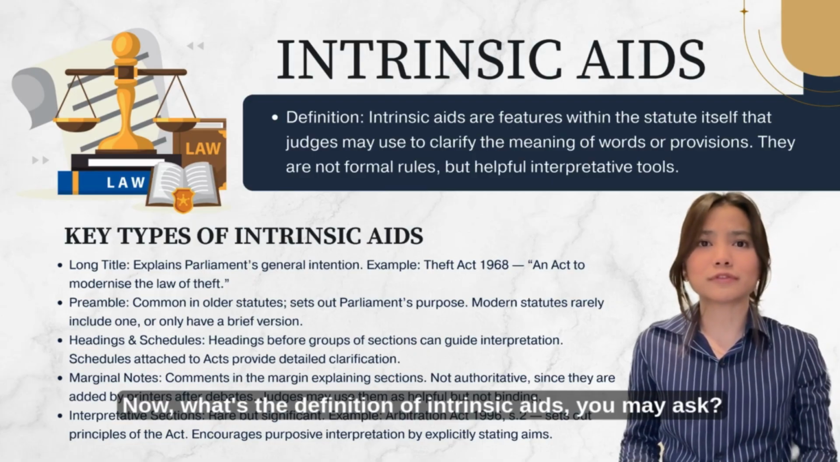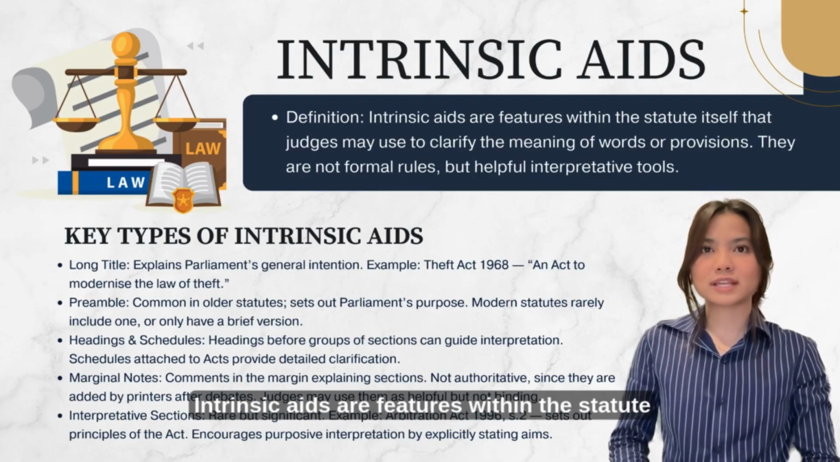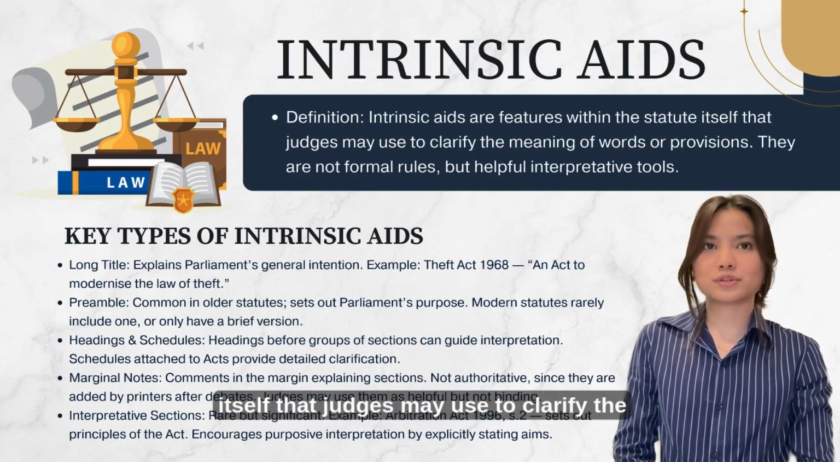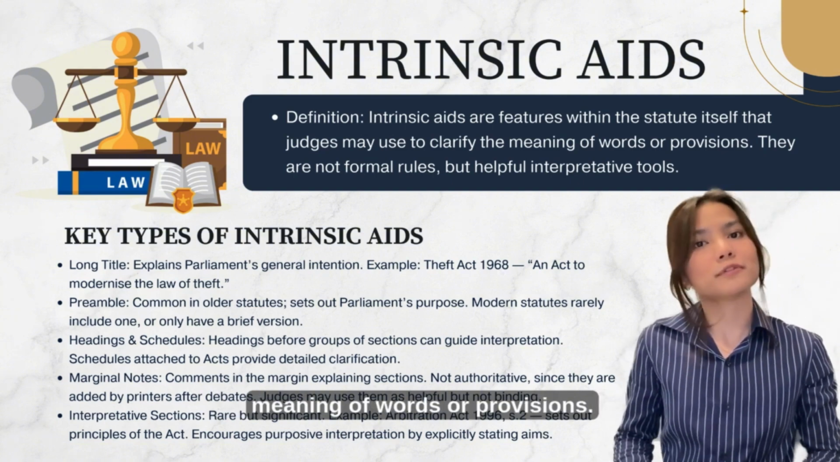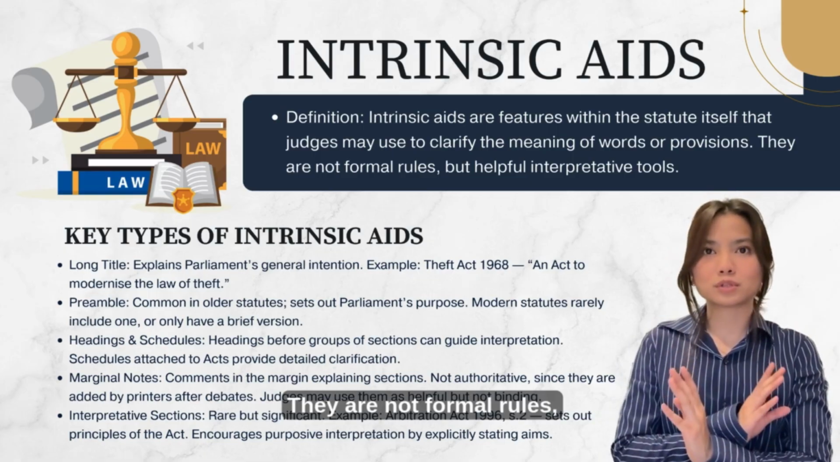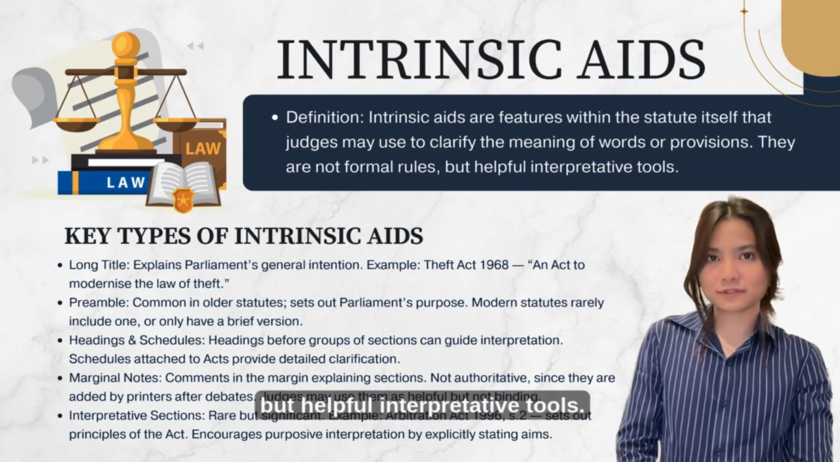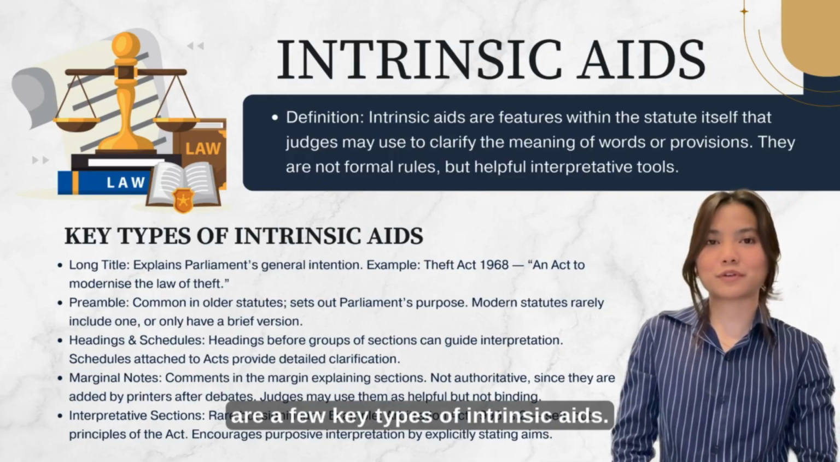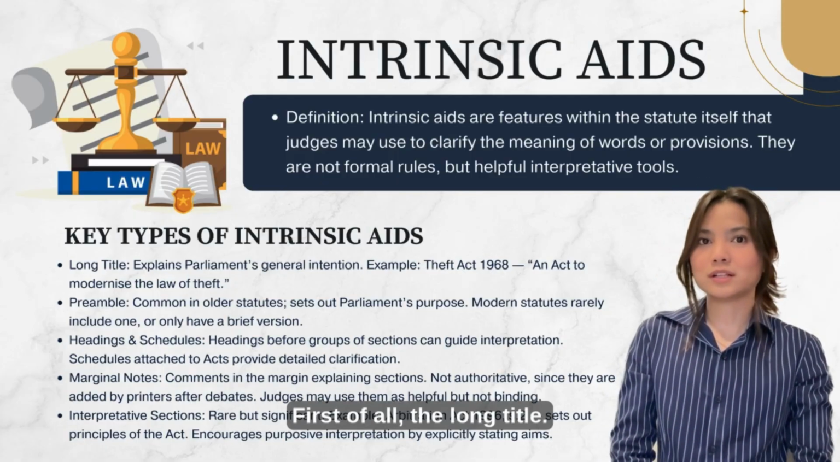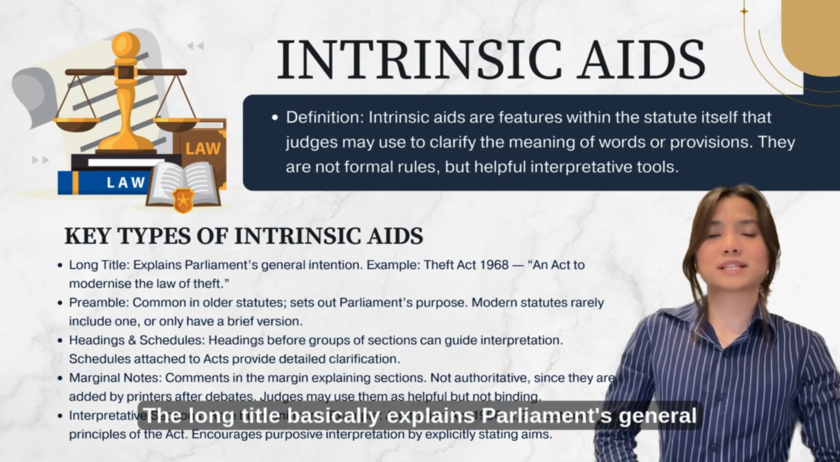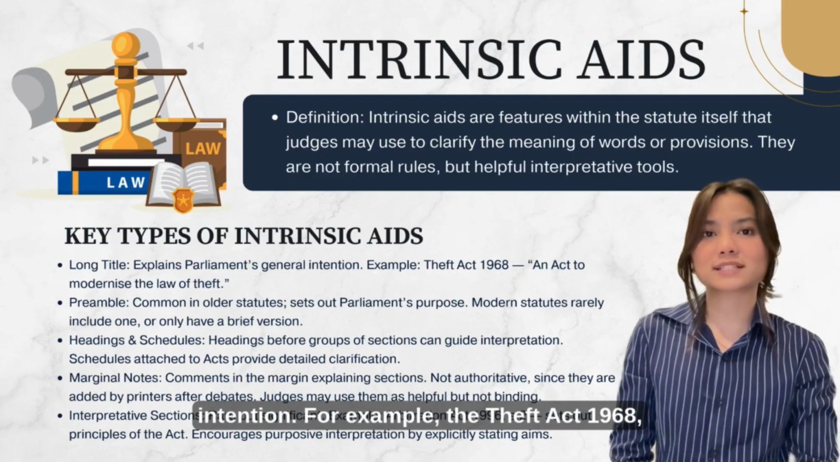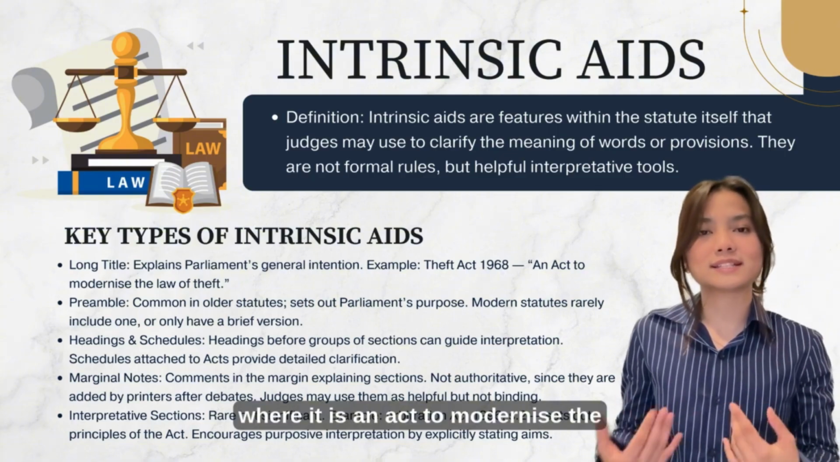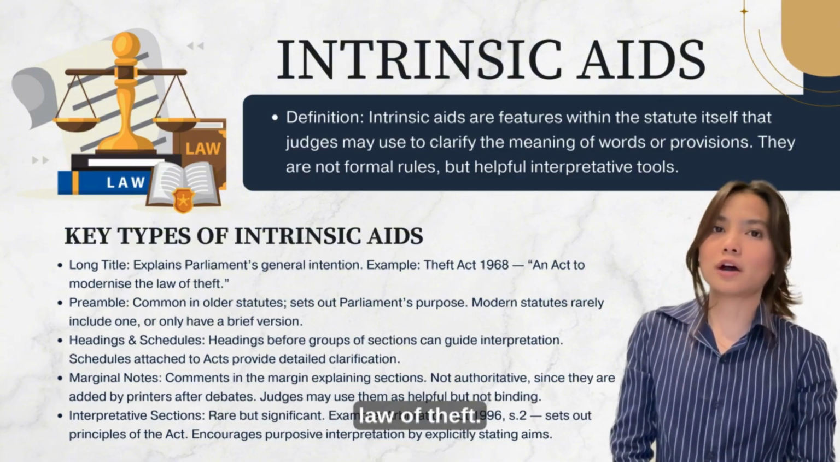Now, what's the definition of intrinsic aids, you may ask? Intrinsic aids are features within the statute itself that judges may use to clarify the meaning of words or provisions. They are not formal rules, but helpful interpretative tools. There are a few key types of intrinsic aids. First of all, the long title. The long title basically explains Parliament's general intention. For example, the Theft Act 1968 is an act to modernize the law of theft.